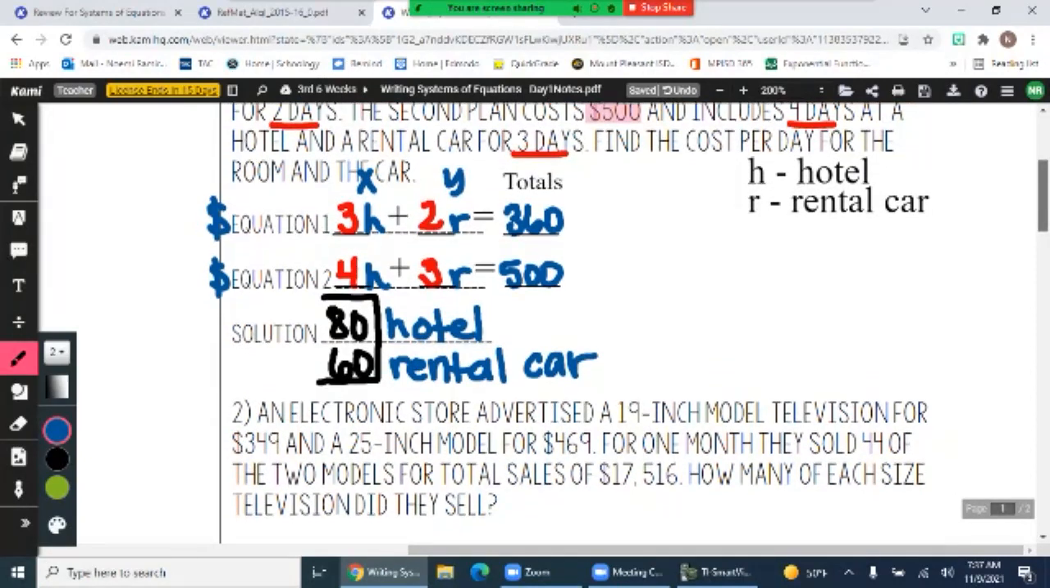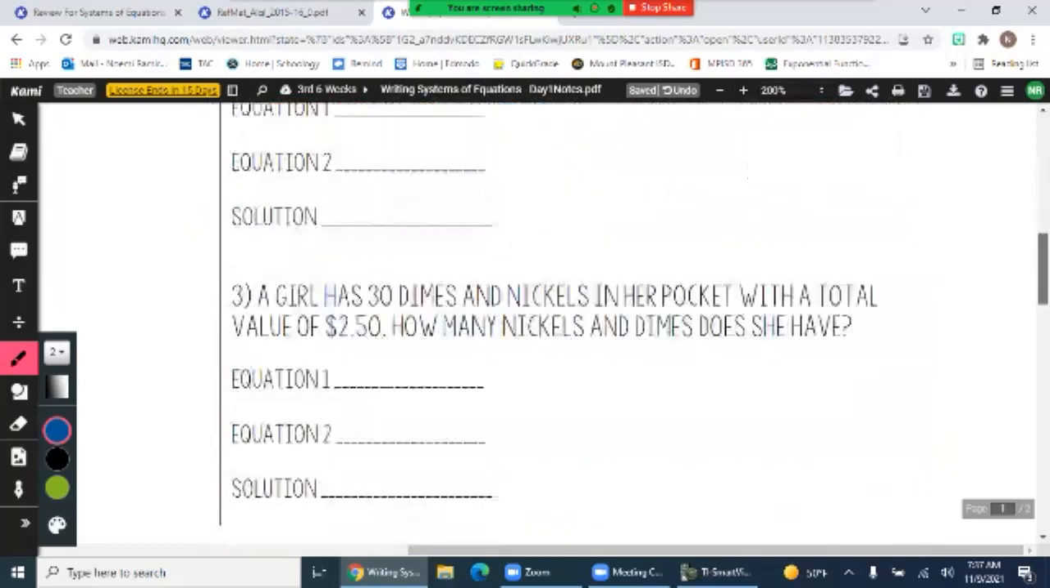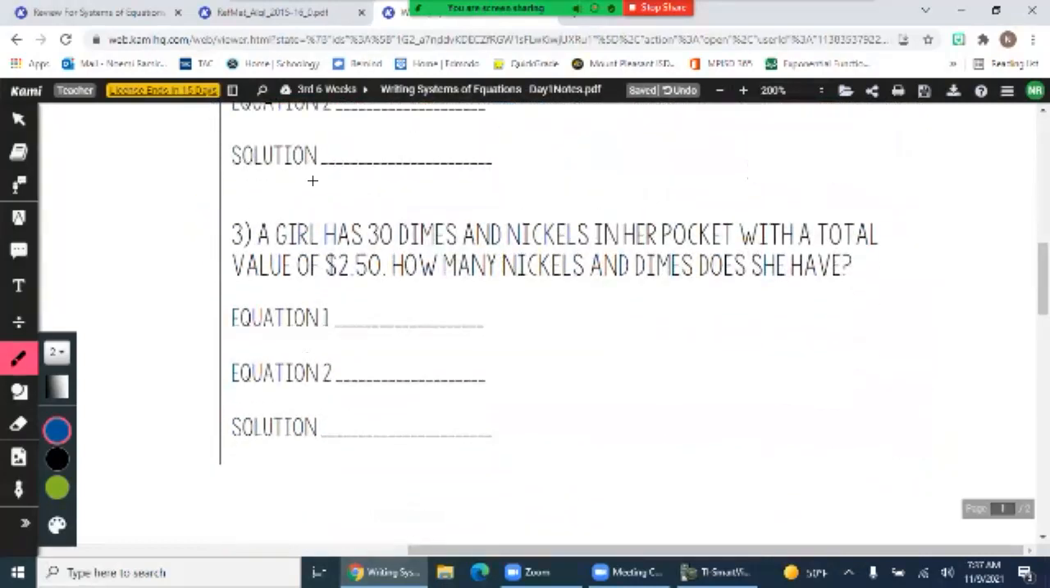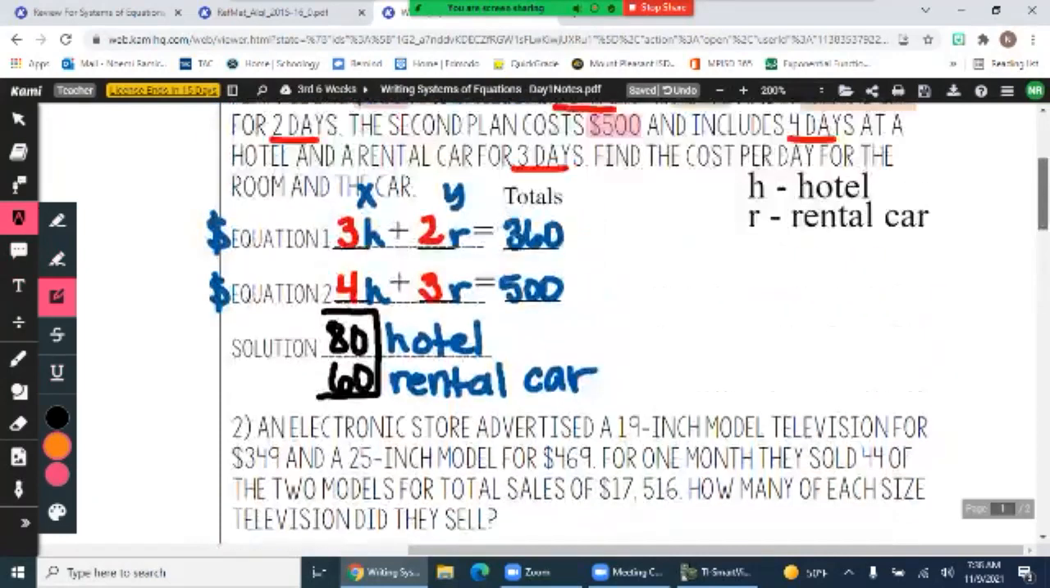Okay, now I said I was going to do 5 of them. I'm going to skip number 2 and move on to number 3. So this would be the second one that we're going to do. It says a girl has 30 dimes and nickels in her pocket with a total value of $2.50. How many nickels and dimes does she have? Sometimes you're going to find those variables right there in the question, nickels and dimes. Most of the time you'll find it in the question.